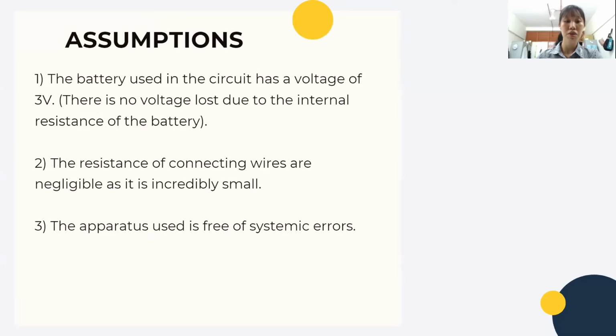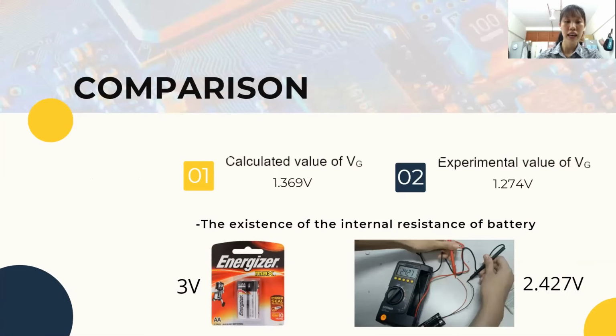These are the assumptions made in this experiment. For this case study, there's a minor difference between the actual and the theoretical values since some voltage is lost due to the existence of internal resistance of battery. As we can see, the calculated value of VG obtained is 1.369 volt, while the experimental value is 1.274 volt. This is because when a 3-volt battery is connected to a multimeter, it displays a reading of 2.427 volt.